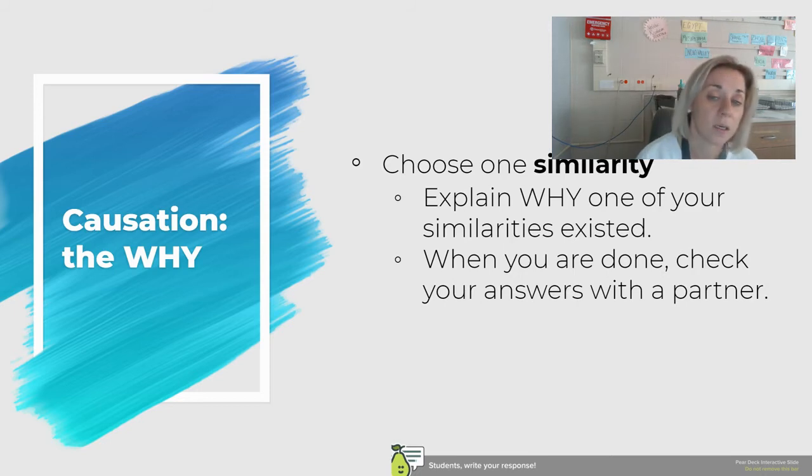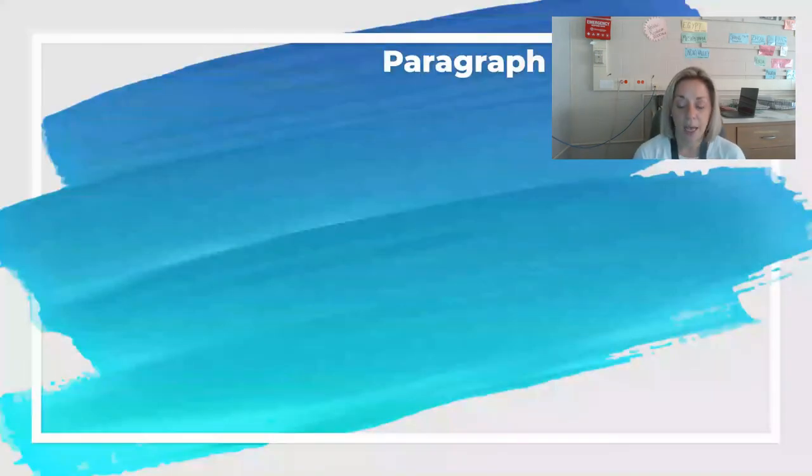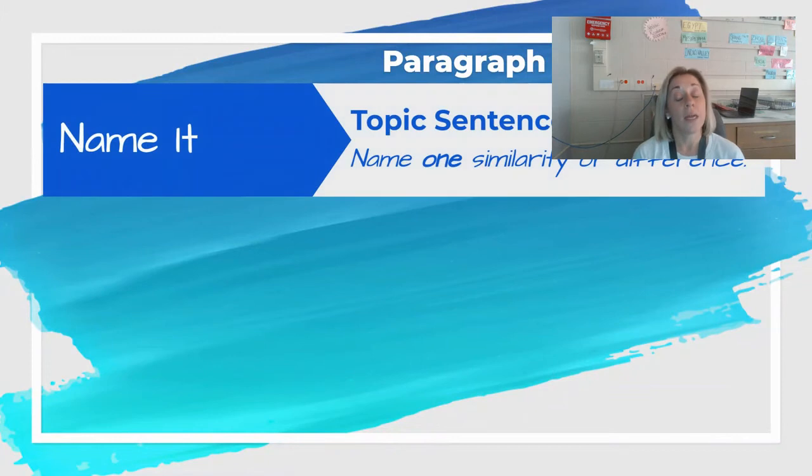That is the causation. So I want you to choose one of the similarities you came up with and try and explain why there is that similarity, like how geography similarly impacted them in that way. Then do it the opposite way. So choose a difference. Explain why there is that difference, why the geography impacted them differently. Right? So that's all practice. And then we're going to ask you to apply that and write a paragraph.